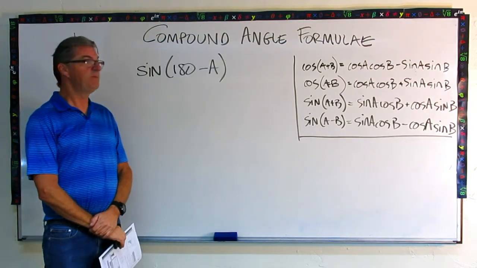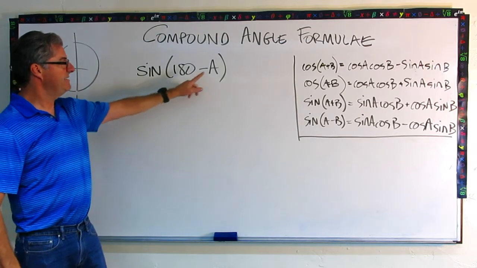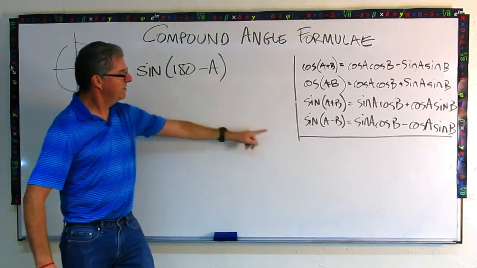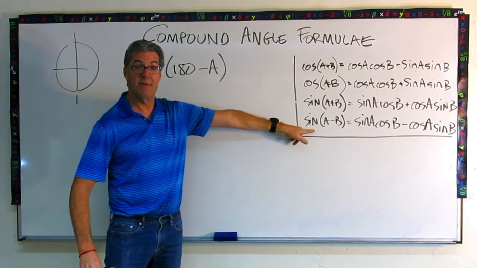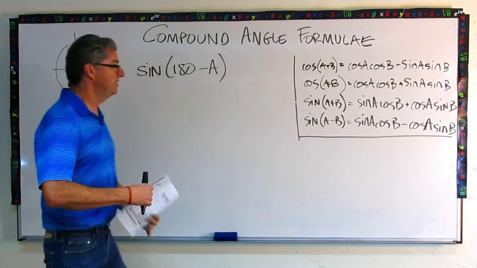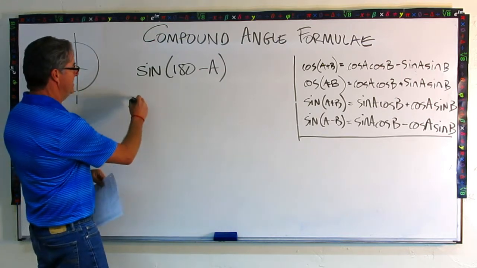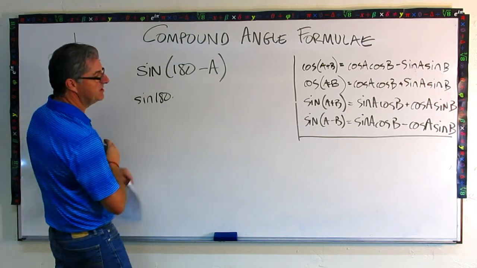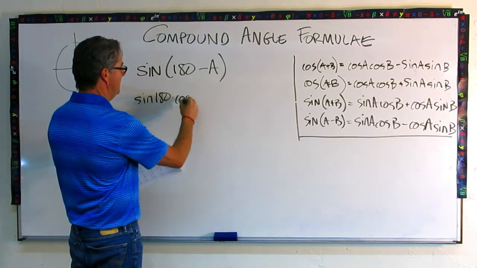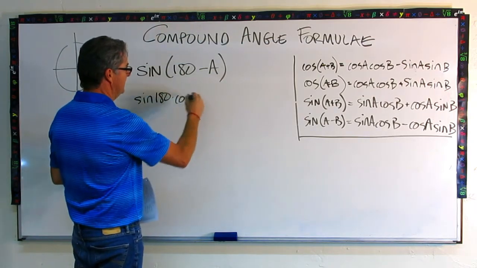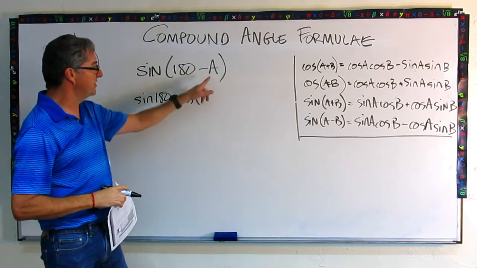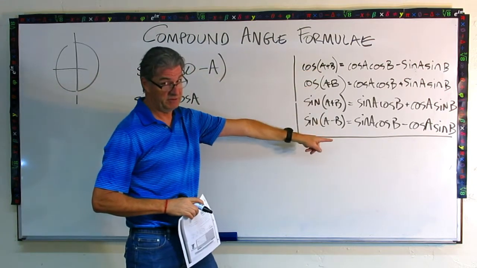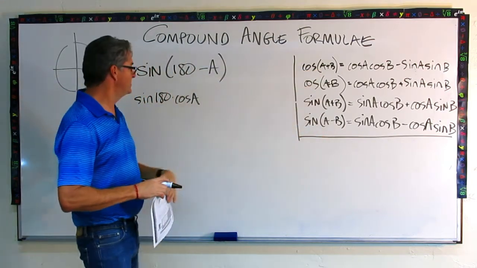Okay, let's do another example. Check this out. Sine of 180 minus A. So sine means we're using one of these two. The negative means we're using this last one. So this is the template we need to use for our substitution. So let's do that. So this is going to be sine 180 times cosine of letter A. Now this is what's going to get confusing about this, is that they're using an A here, but it is in the B position. So you've got to keep track when you do your substitutions.